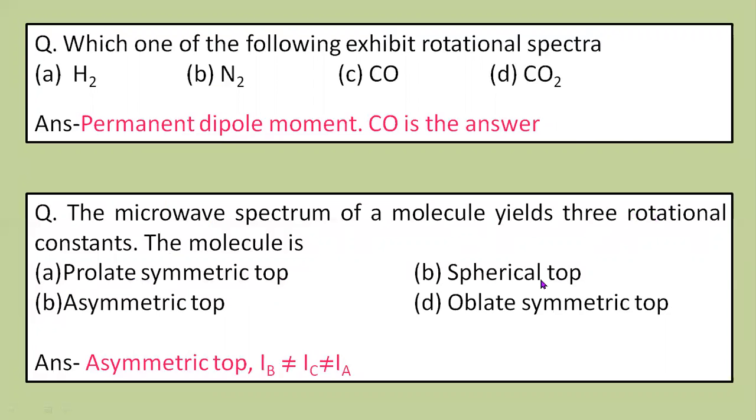Spherical top, everything is the same, so I need only one rotational constant. Asymmetric top, this is the situation where all the moments of inertia are not equal, and for each of them you will get one rotational constant. So the answer is the symmetric top.